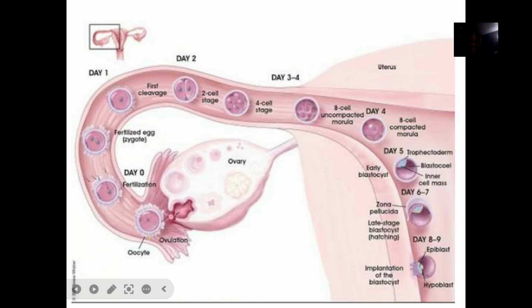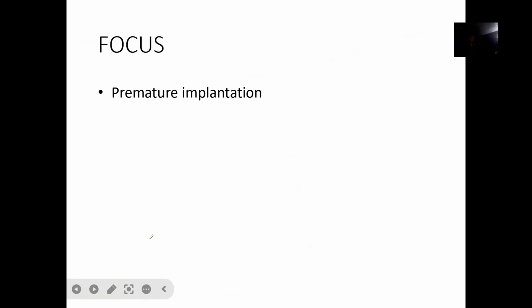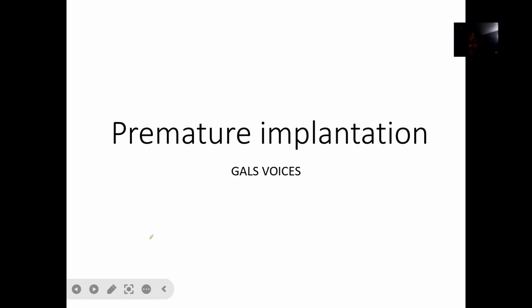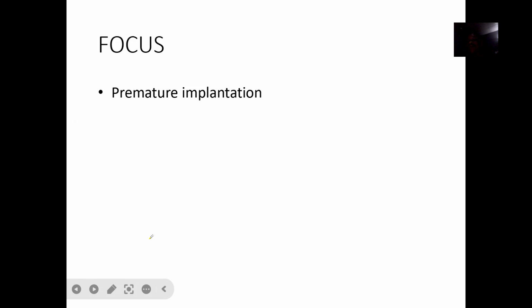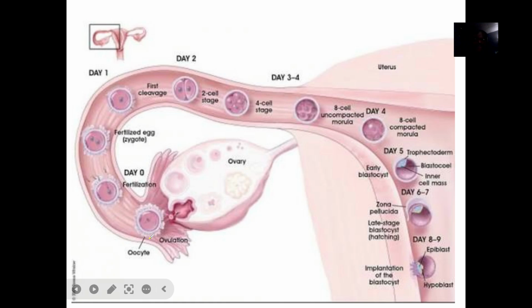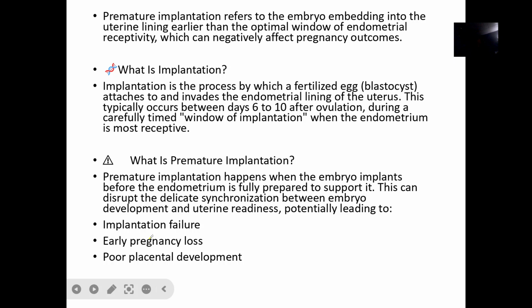which sometimes can implant in the fallopian tube, causing an ectopic pregnancy. But when you say an implantation is premature, of course you are talking about an ectopic pregnancy. It occurred too quick, so it was out of the normal site which is actually supposed to implant. So it just refers to what? The embryo embedding into the uterine lining earlier than the optimal window of endometrial receptivity.